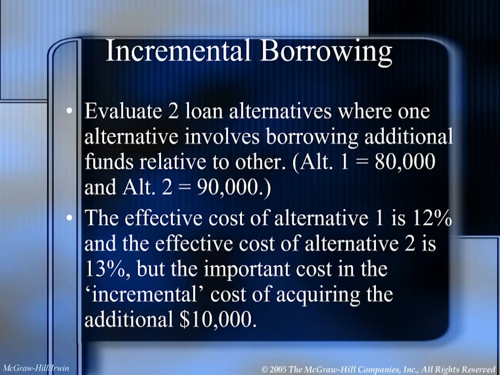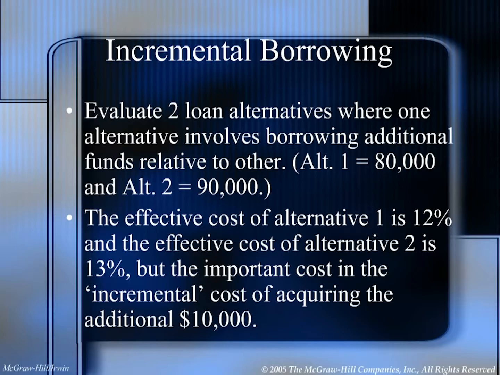Okay, first we'll discuss incremental borrowing. What we're talking about here is evaluating two loan alternatives, where one alternative involves borrowing additional funds relative to another. Following along with the example in the book, it's looking at a $100,000 house. Alternative one is an $80,000 loan, where alternative two is a $90,000 loan. The $80,000 loan has a 12% rate, where the $90,000 loan has a 13% rate.